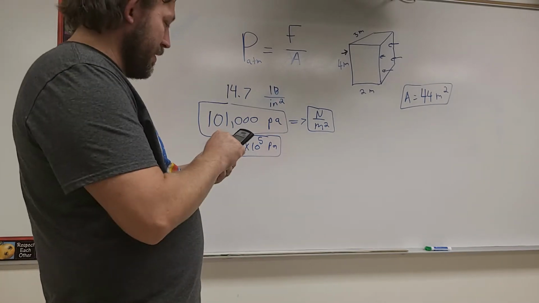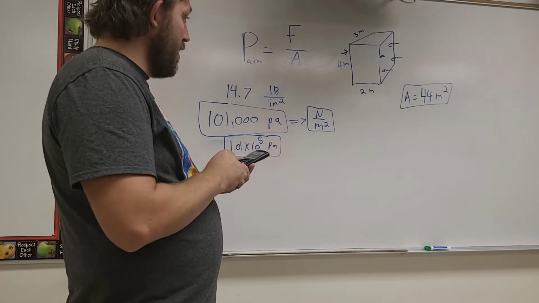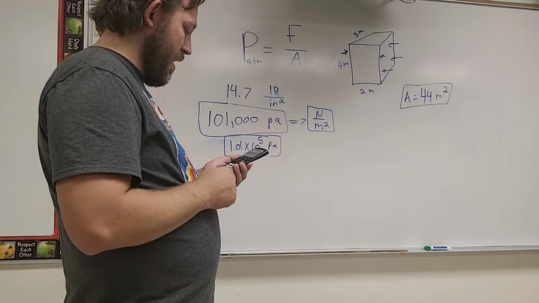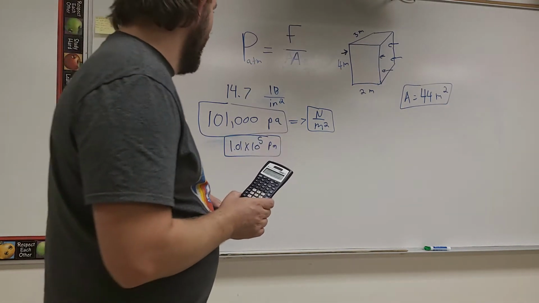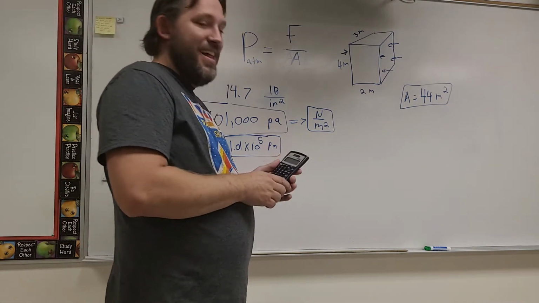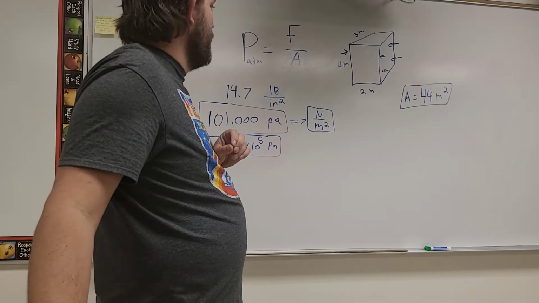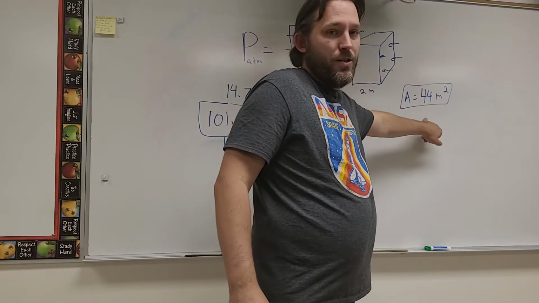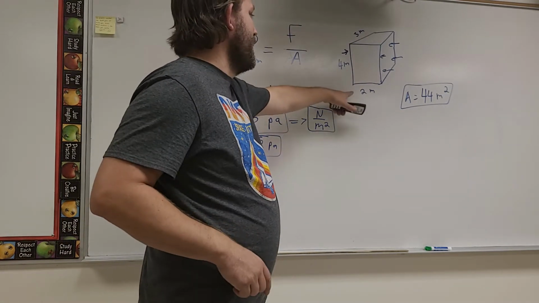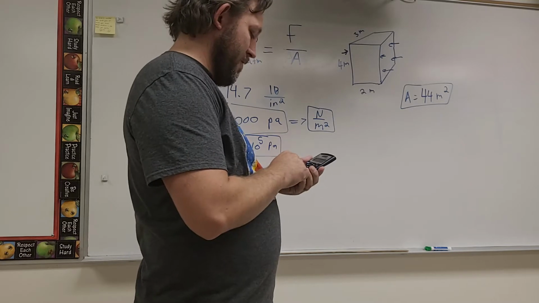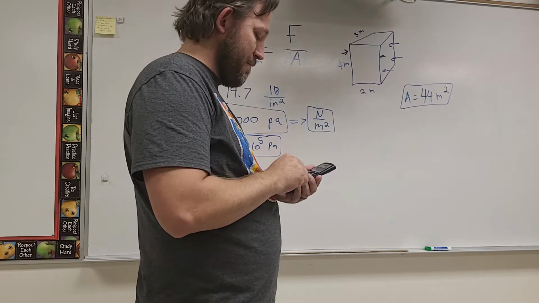Going back, let's look at what that is in PSI. 14.7 times 44, and it gives us 646.8 PSI. So that is a little under 700. Oh, as you were, I can't use this. This is in meters, right? So we would actually have to convert these to inches first. See, I made a mistake. Day 1 on a video, already making mistakes.